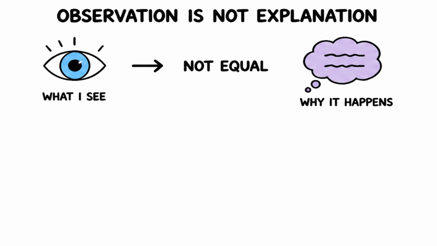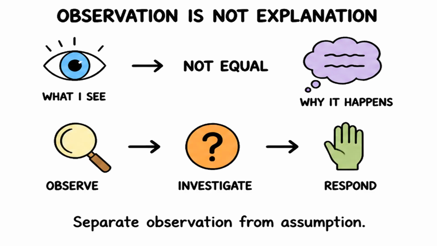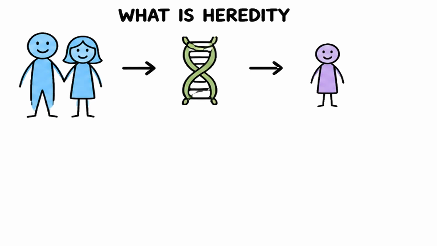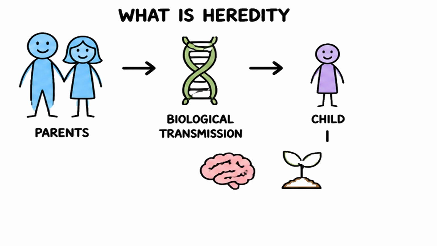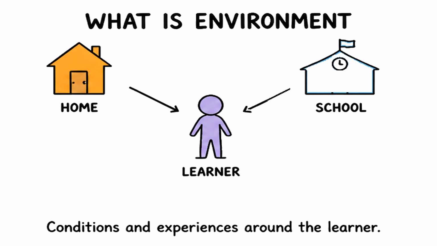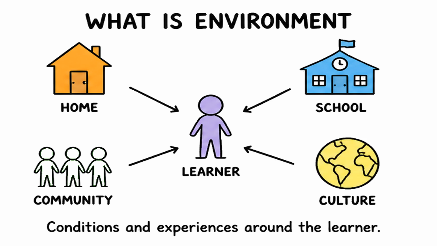The first professional step is to separate what we observe from what we assume. Heredity refers to the characteristics and potential transmitted biologically from parents to children. It includes traits and tendencies that the learner brings into the world. Environment refers to the conditions and experiences surrounding the learner, within the home, the school, the community, and the wider social and cultural context that shapes daily life.